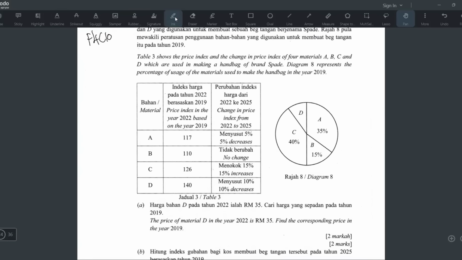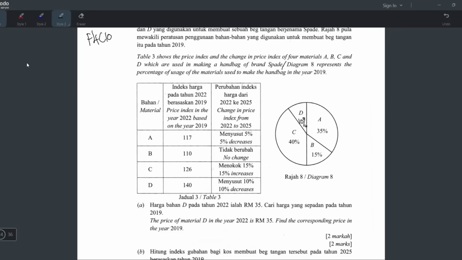Alright, so table 3 shows the price index and the change in price index of 4 materials A, B, C, D, which are used in making a handbag of brand Spade. Okay, so making a handbag kena ada 4 materials. Diagram 8 represents the percentage of usage of material used to make the handbag in the year 2019. Okay, this is definitely the weightage. So 35%, 15, 40. Okay, I can find the D percentage. Just take 100 minus minus minus. So what do you get? 100 minus 40 minus 35 minus 15. Okay, I got 10. So the weightage of D is 10.